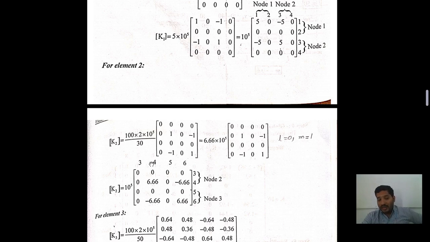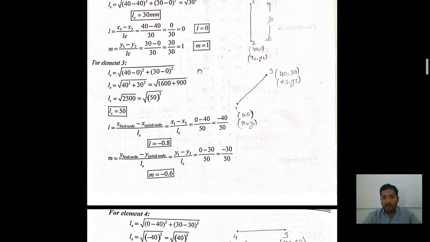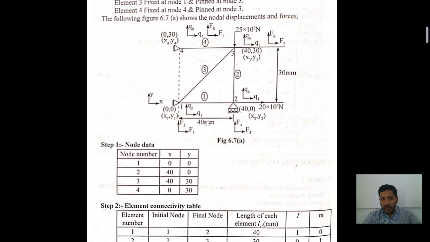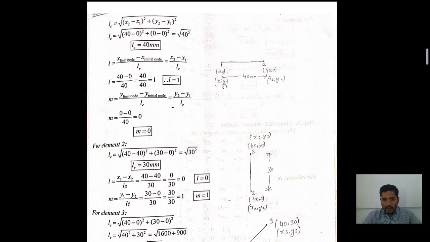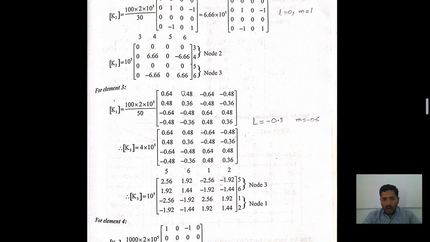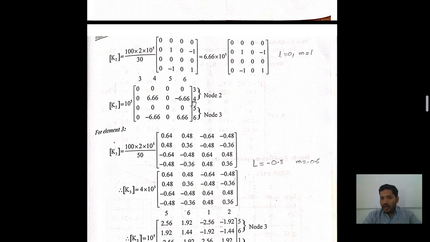Why are we making it in this way? Because if you want to form element number 2, then you need to join the second node to the third node, then only you are forming the second element. Let us see here. If you are joining the second node to the third node, then only you will get element number 2. Clear? For that reason, we are following this procedure. 3 and 4 we can say as node number 2, and 5 and 6 we can say as node number 3. Clear? The same thing we have to repeat for element number 3 as well as for element number 4. Clear?